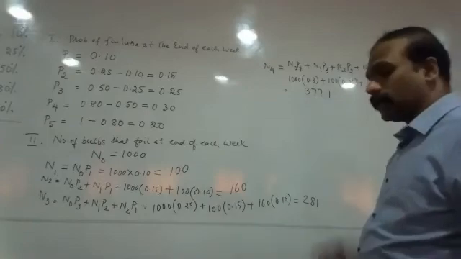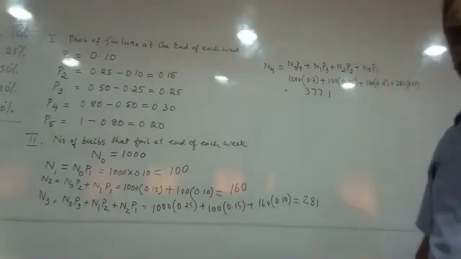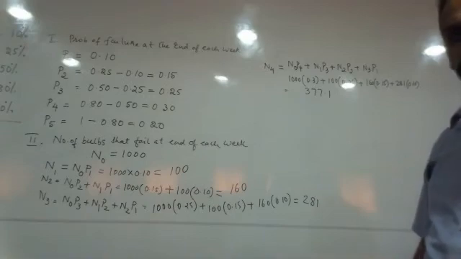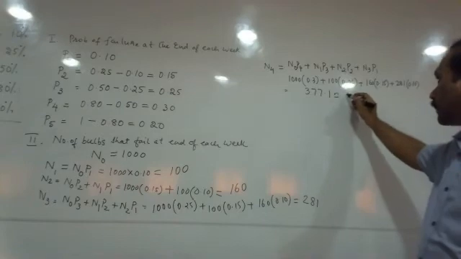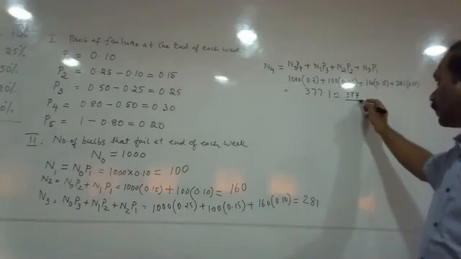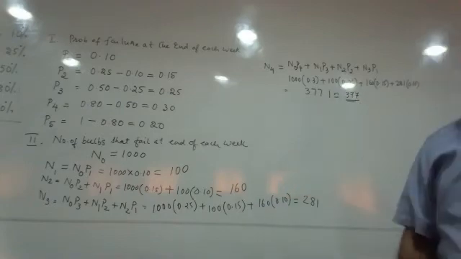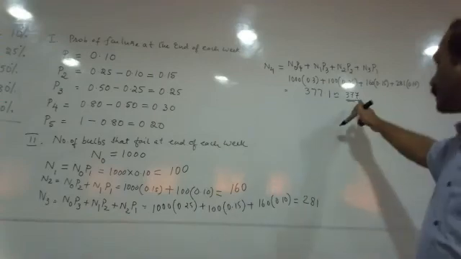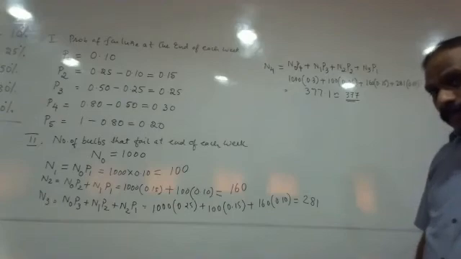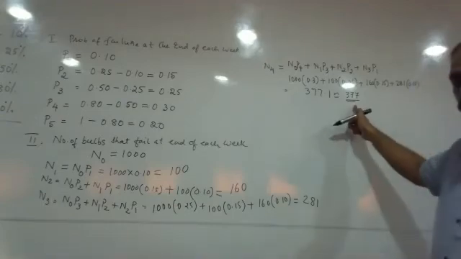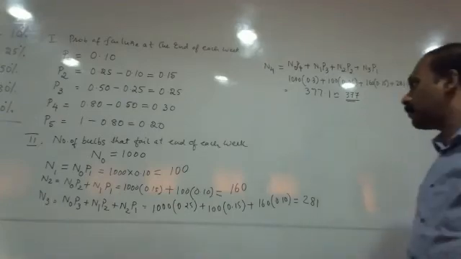377.1. But anyway, since the number of bulbs cannot be in fractions, what we can do in these problems is make it a whole number. Since it is 377.1, approximately it can be taken as 377. If it is less than 0.5, we can always go to the previous number. So we can take 377. Since we are talking about the number of items, it cannot be in fractions. It has to always be kept as a whole number. Please remember that.